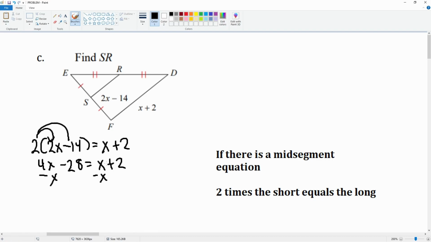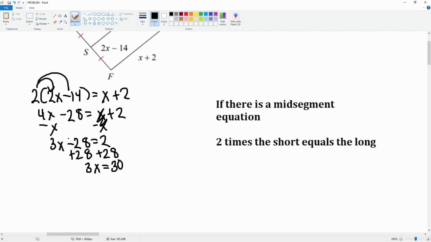Minus x from both sides. This does cancel, leaving you with 3x minus 28 equals 2. Plus 28 to both sides. This gets you 3x is equal to 30. Divide by 3 on both sides. This cancels, leaving you with x is equal to 10.